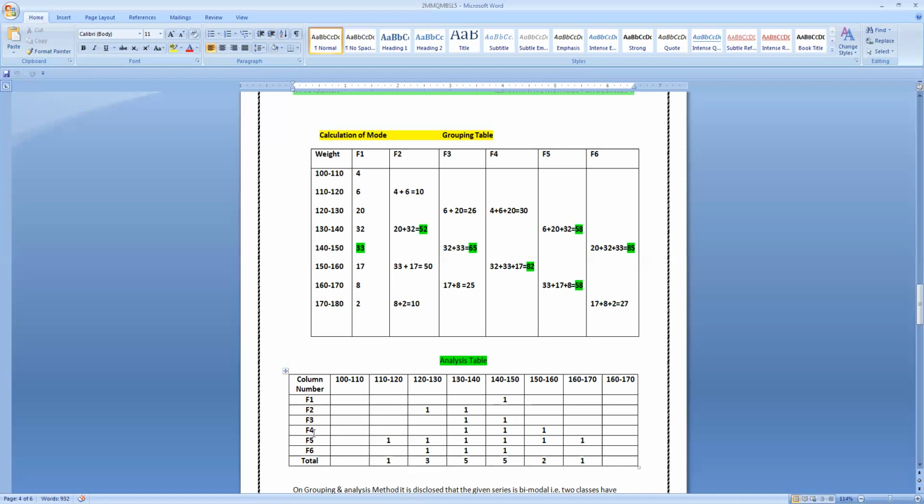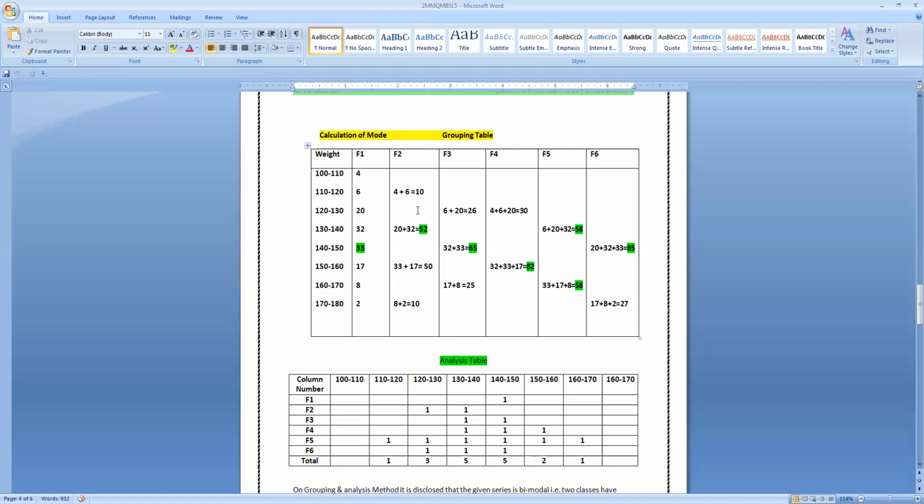Then we should go for F4, the fourth column. Here the highest number is 82. We got the highest number by adding all the three numbers, 32 plus 33 plus 17. Corresponding to that, the class intervals are 130 to 140, 140 to 150 and 150 to 160. Now we'll have to mark the F4 column at 130 to 140, 140 to 150 and 150 to 160.